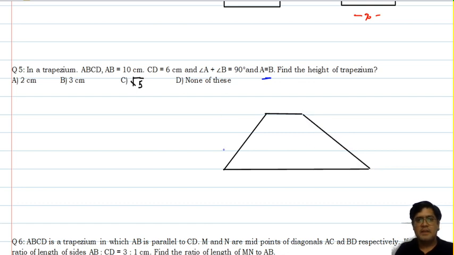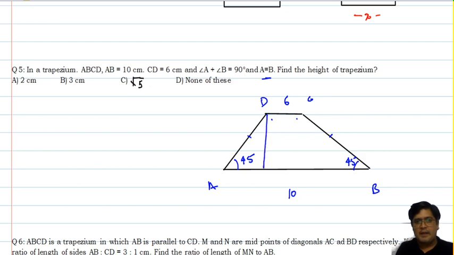Now, what does it mean in terms of a trapezium? If I say angle A and angle B are equal, that means angle C and angle D are equal. That means it is an isosceles trapezium. And very beautifully, the value is given to us as A plus B is 90 and they are equal. That means A and B both are 45. This is given to us as 6. This is given to us as 10.